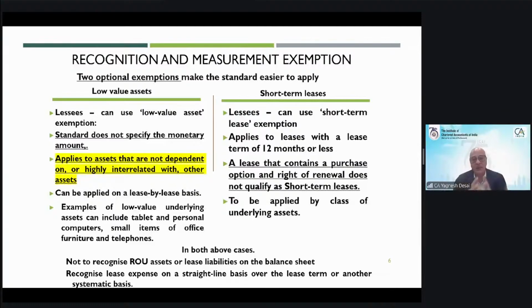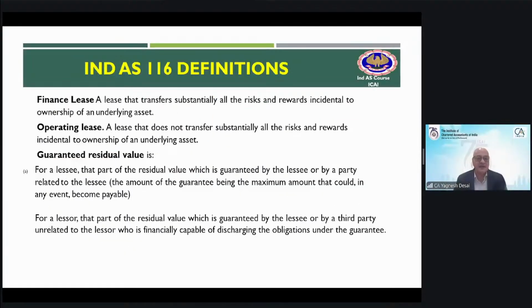Now, in both the above cases, the entity does not recognize the ROU assets or lease liabilities on the balance sheet. It recognizes lease expenses on a straight line basis over the lease term or any other systematic basis. So the entity does not recognize A, the ROU asset, B, the lease payments. These are the definitions, the same as earlier: guaranteed residual value, operating lease.